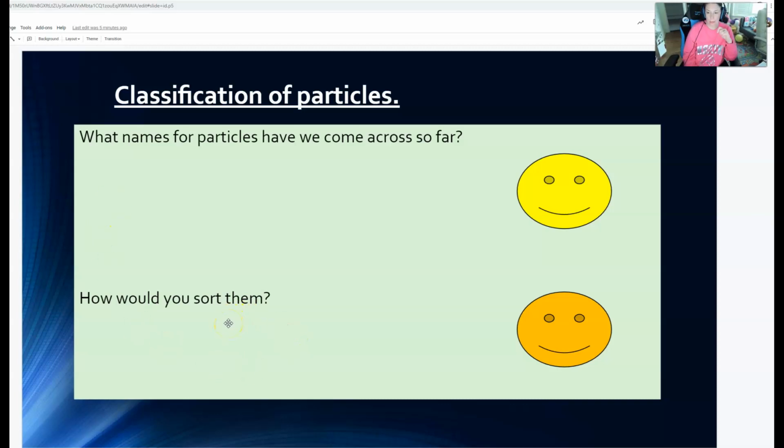What would we sort them by? You might have come up with some ideas: we might sort them by mass, by charge, by type, by where they're found, or by what job they do. I'm going to go through a list of particles now. You'll need the table, so when I put the table up, pause me, draw the table, and then we can fill it in. You'll need a bit of space for each one.